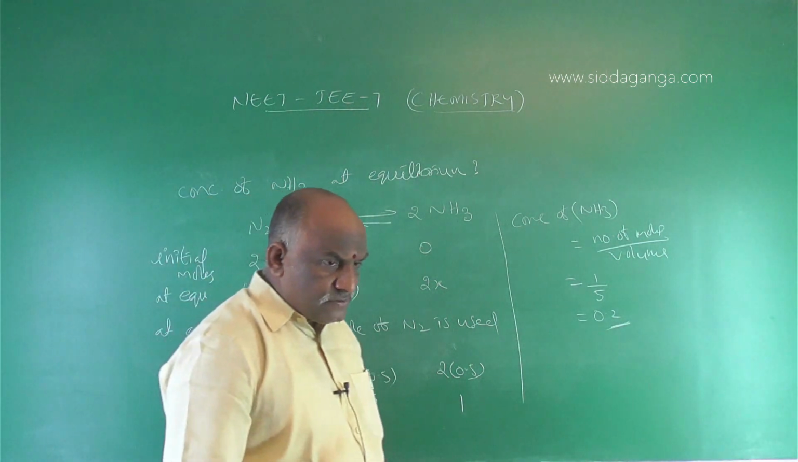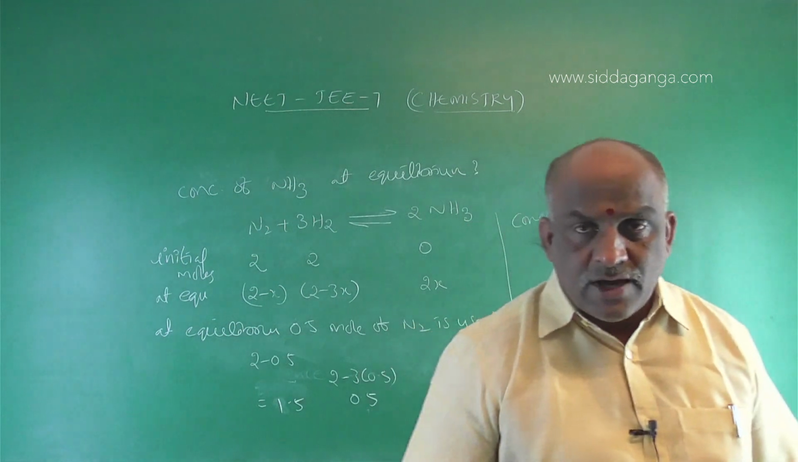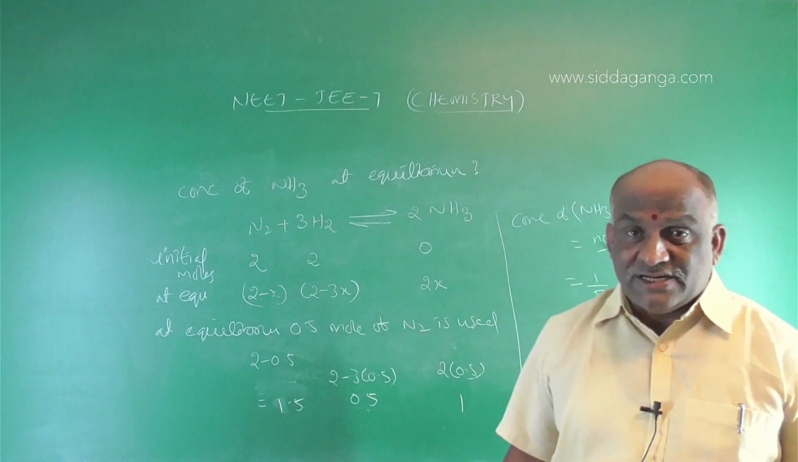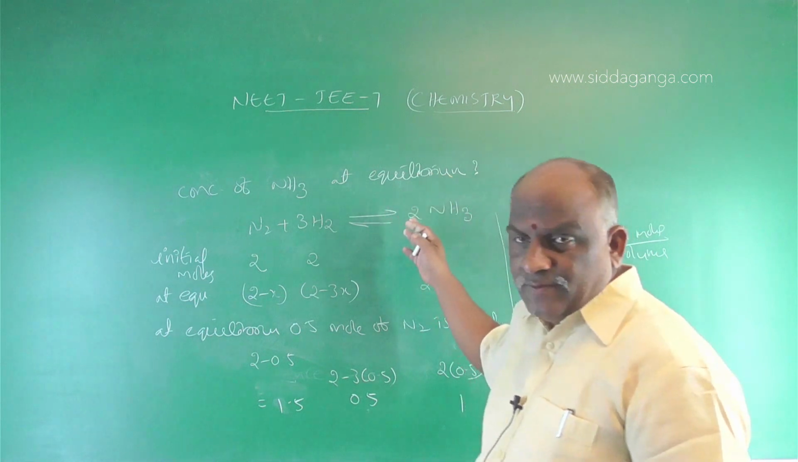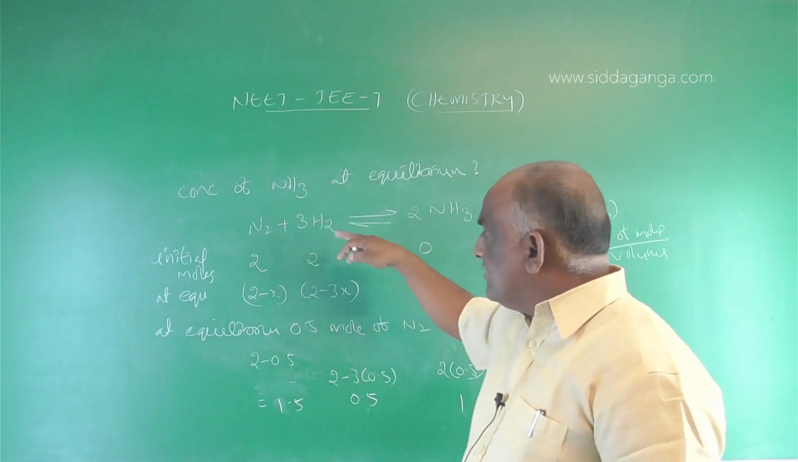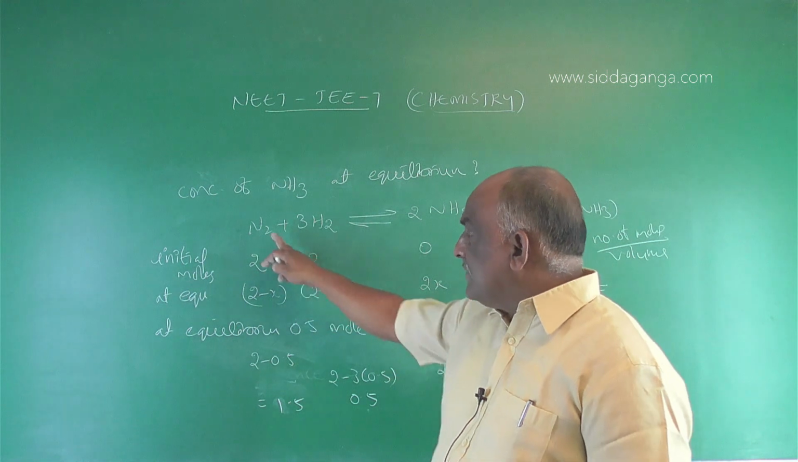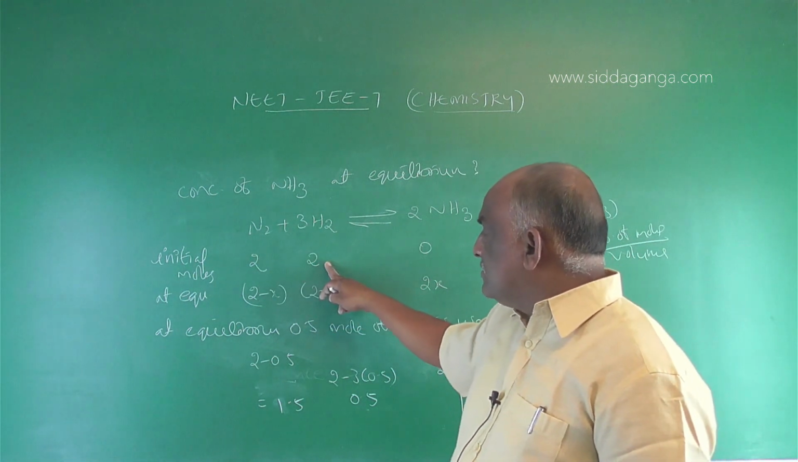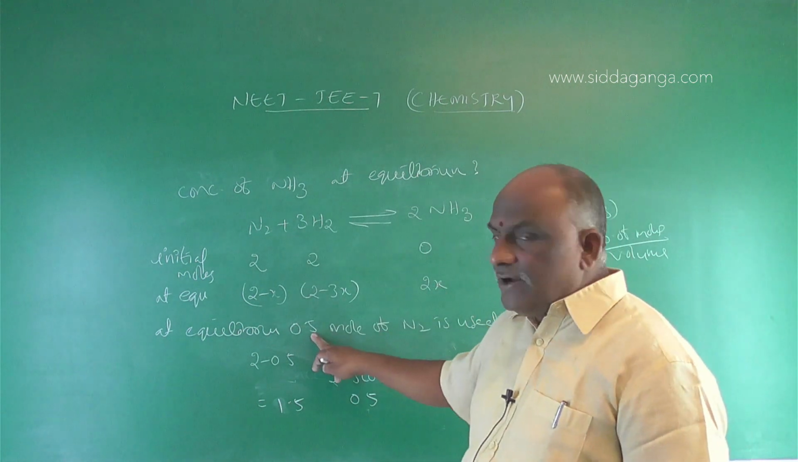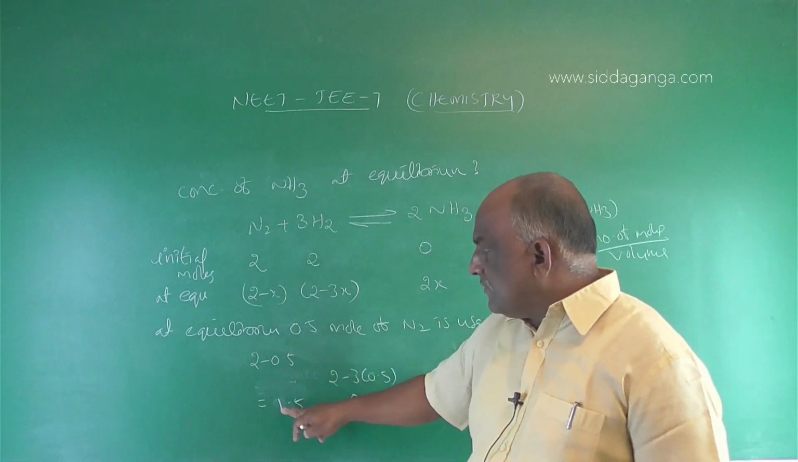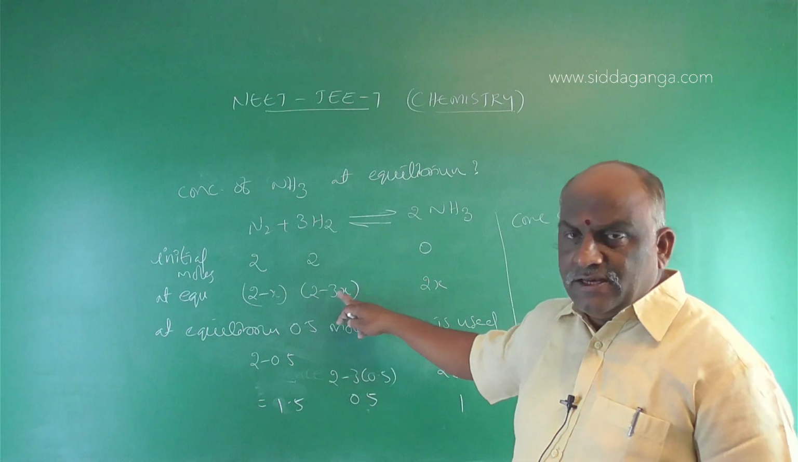Don't get confused. This is an equilibrium background question. It requires more struggle to solve such types of questions. The question is easy, but we have to make this conversion. 2 moles N2, 2 moles H2, 2 minus x, 2 minus 3x. It is 2x. X given 1 by 2. 2 minus 1 by 2 means 1 and a half.